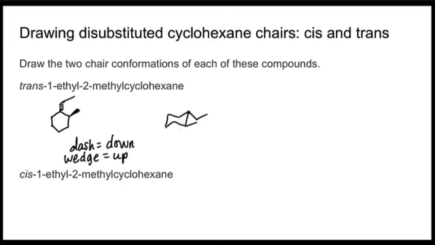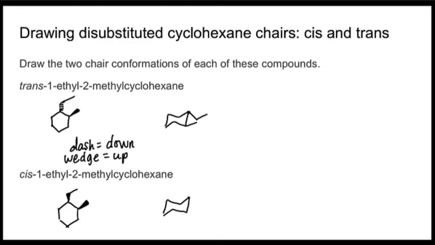Let's move on to the next problem. So the next one is cis 1-ethyl 2-methyl. So it's the same compound, and the only difference is that both of the substituents are going to be on the dash or both on the wedge, doesn't matter. So I'm going to draw them both on a wedge, and that means that they are both pointed upward.